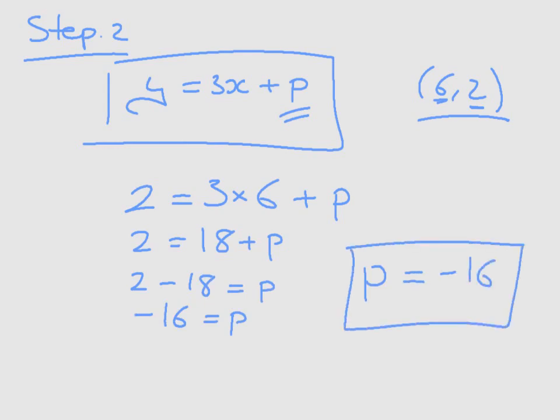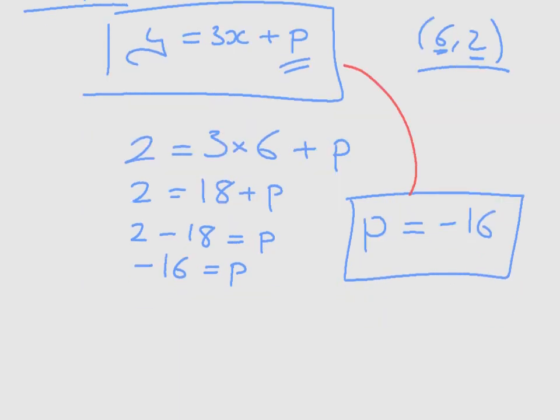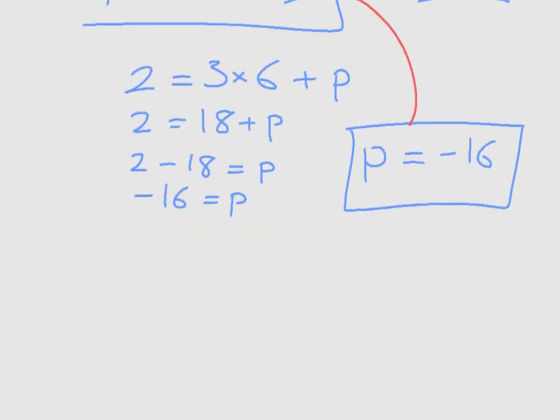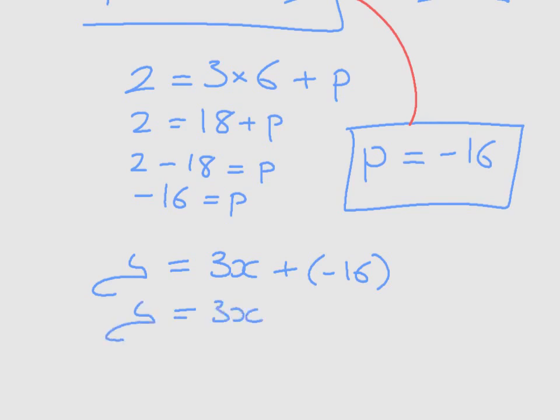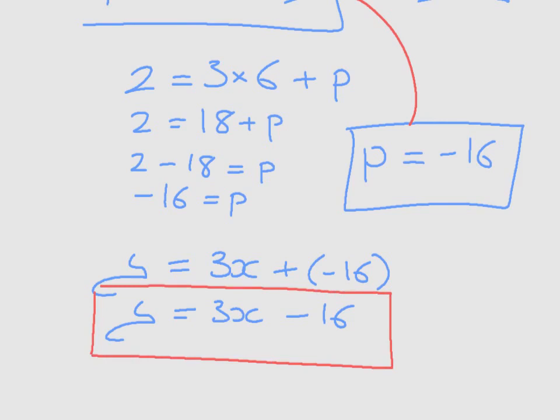So combining that result with this result, we now have our full line equation. We know that p is equal to negative 16. So we can actually go ahead and write the line equation and say that y equals 3x plus negative 16. We never leave it like this. We have plus negative 16, which doesn't look good. So we're going to write y equals 3x minus 16. And that's the equation of the line we're looking for. And that's the answer to this question. y equals 3x minus 16.